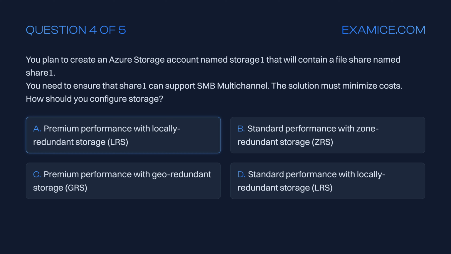Option A. Premium performance with locally redundant storage. Option B. Standard performance with zone redundant storage. Option C. Premium performance with geo-redundant storage. Option D. Standard performance with locally redundant storage.